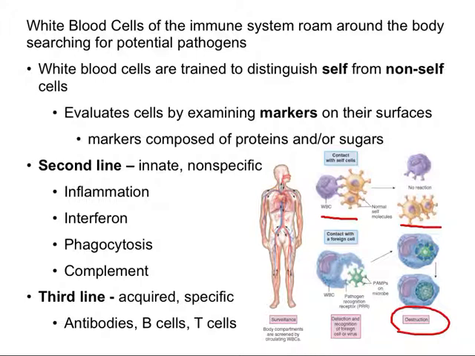So the second line of defense is still a non-specific or innate line of defense. It involves things like inflammation, interferons, which we'll explore soon, the process of phagocytosis, and the complement system. The third line of defense, which we'll cover in a following chapter, is an acquired and specific defense system. It involves antibodies, B cells, T cells, and memory of the pathogen present. So in future exposures, all the equipment is lined up to destroy that pathogen specifically.